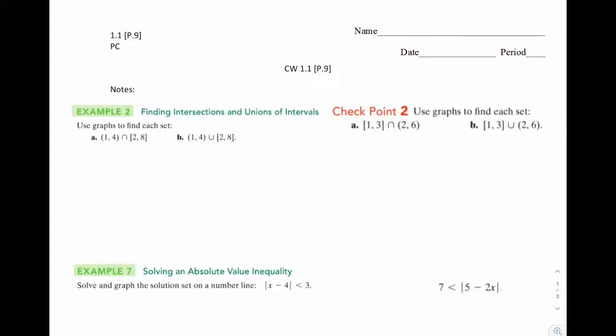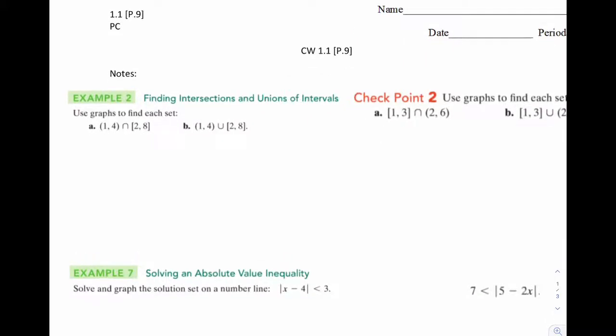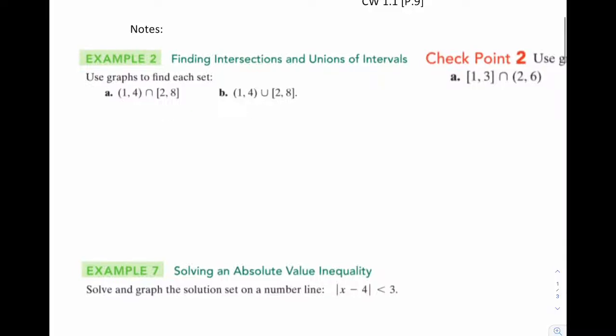Welcome to Classwork 1.1. We're going to start right with example 2 right here. Hopefully you recall these symbols right here, this upside down U and this U. From your previous algebra classes, hopefully you recall that the U stands for union. The upside down U stands for intersection. And if you forgot, that's okay.